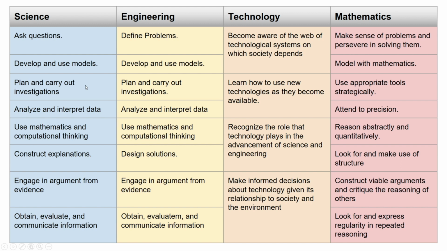So this chart really tries to pull together these four different ways of thinking in how problems are solved. As you can see for science, if you work down the left-hand column there: asking questions, developing and using models, carrying out investigations, analyzing and interpreting data, using mathematics and computational thinking, constructing explanations, engaging in argument from evidence, and obtaining, evaluating, and communicating information is the scientific way of knowing. Notice, as we've talked about, it is inquiry.